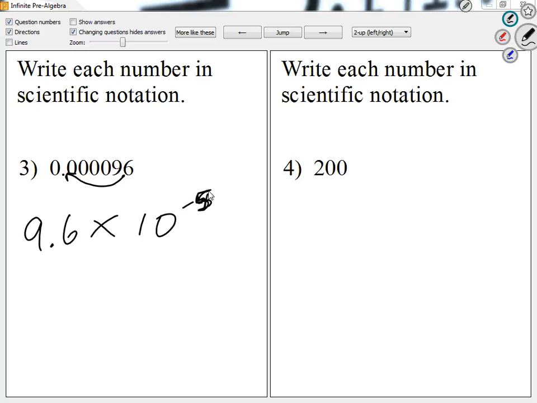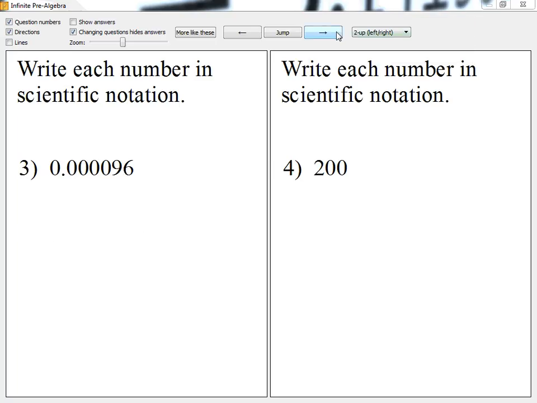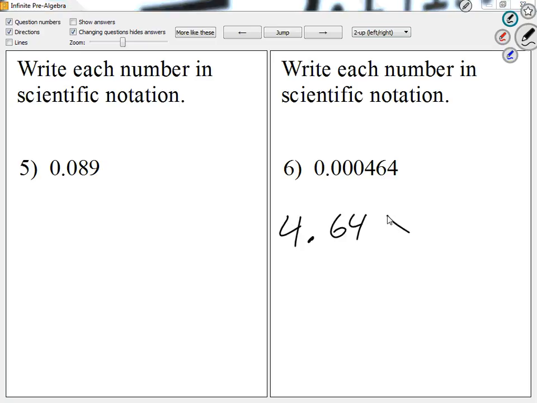6? Alright, looking at number 6, the way I would set this to make it between 1 and 10, I would just say 4.64, right, because that's between 1 and 10. 4.64 times 10 to the what? Negative 4. Negative 4. Right, if you're wondering where the negative 4 came from, count the spaces. 1, 2, 3, 4. Alright. Any more questions on the first 10?